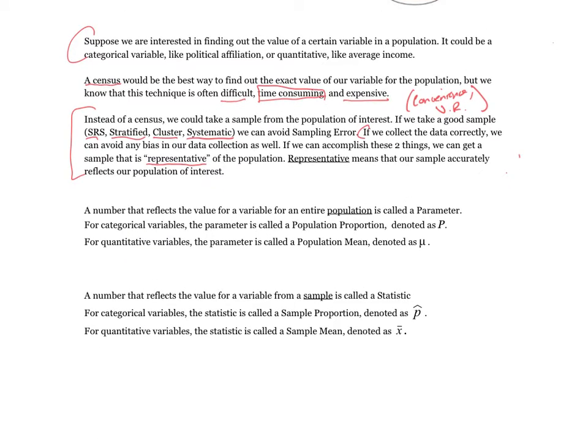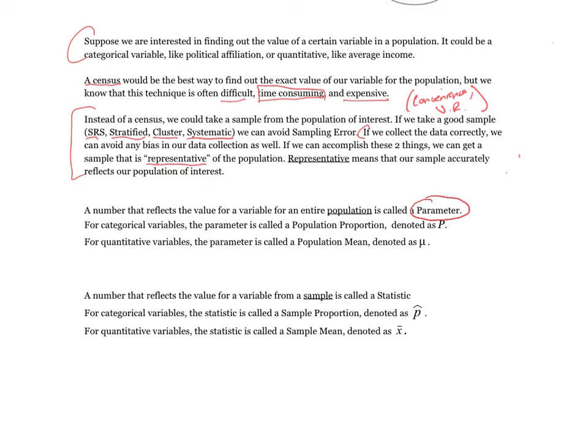Now, a number that reflects the value for a variable for an entire population is called a parameter. So if we knew the average income of the entire city of Bloomington, that would be a parameter. Or if we knew the percentage of Democrat households in the whole city of Bloomington, that would be a parameter.